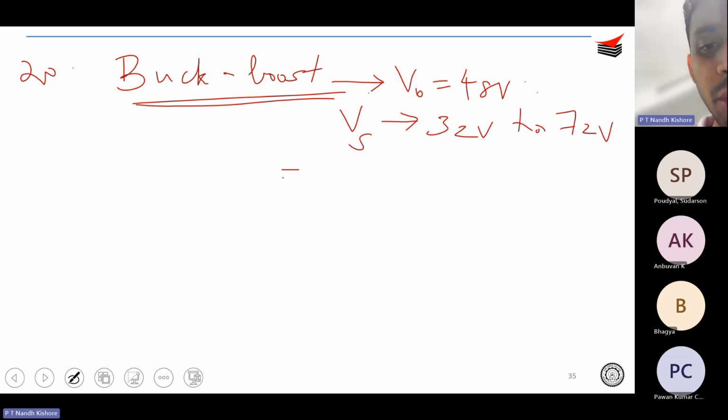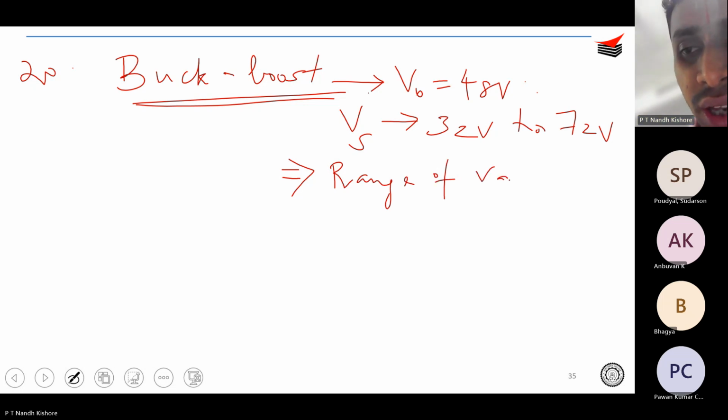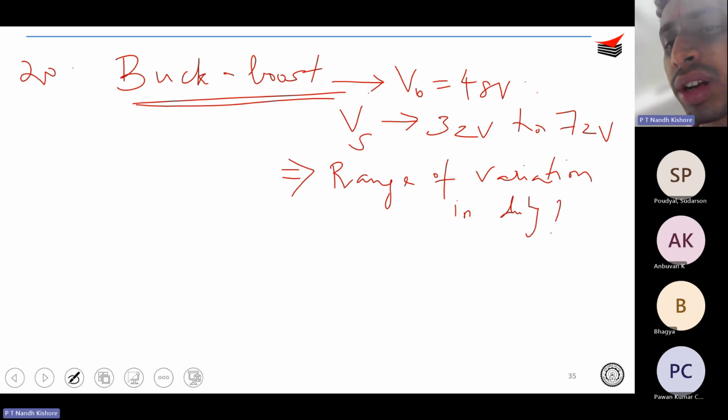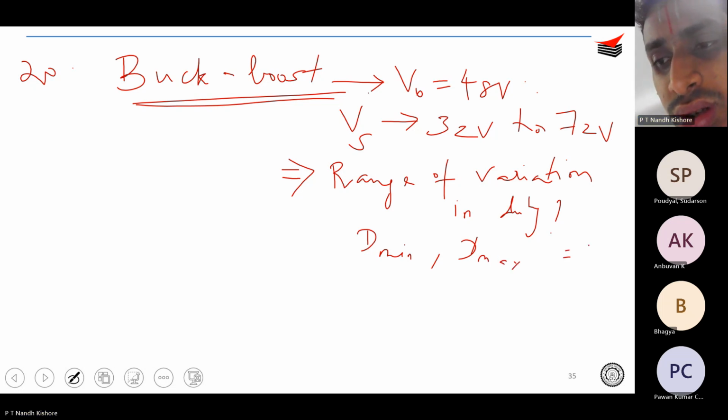Okay. Correspondingly, find the range of variation in duty. So they have mentioned Vs minimum is 32 volts and Vs maximum is 72 volts. Like that, what is D minimum and D maximum? Got the question?